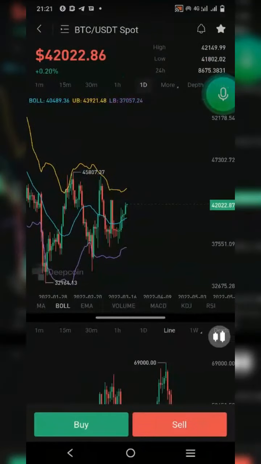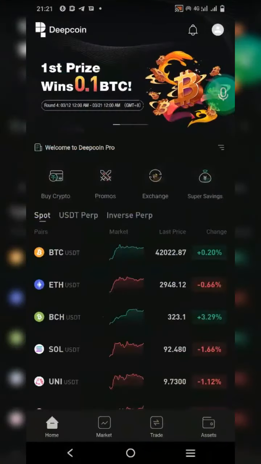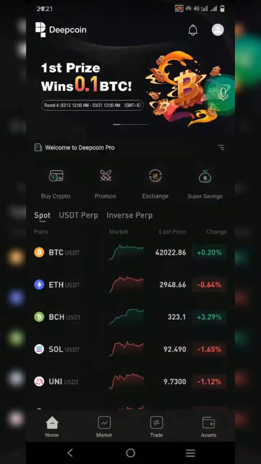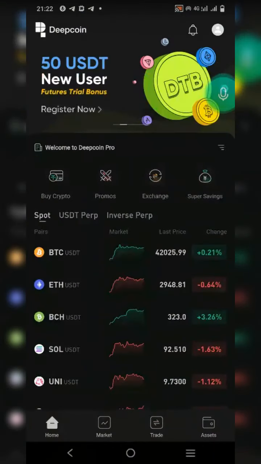So Bitcoin is a big guy that says the market is going to be bullish for everybody today. That's because the volume of money being pumped into Bitcoin is almost half of the total market capitalization.